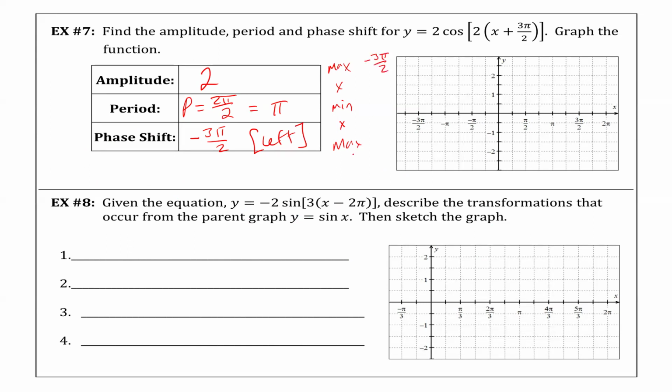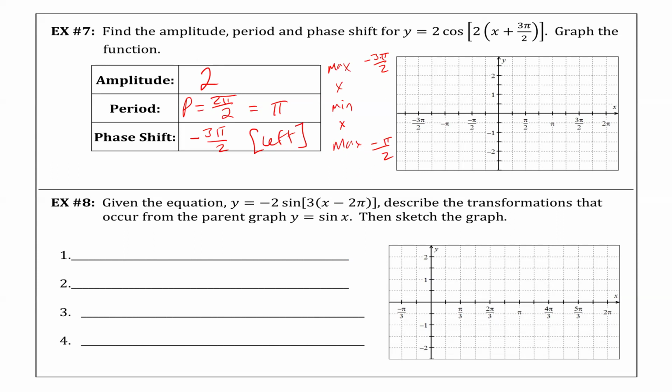To start, my max starts at where now? Negative 3 pi over 2. And my final max is going to be pi units later. So if I have negative 3 pi over 2, what's negative 3 pi over 2 plus 1 pi? We get negative pi over 2, because that's negative 3 pi plus 2 pi over 2, which gives us negative 1 pi over 2.